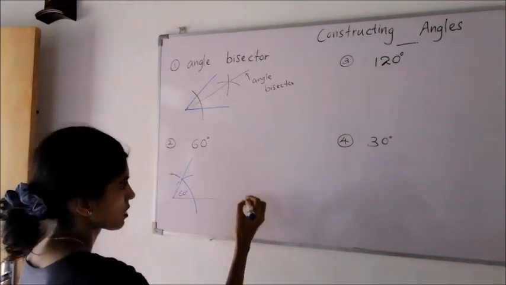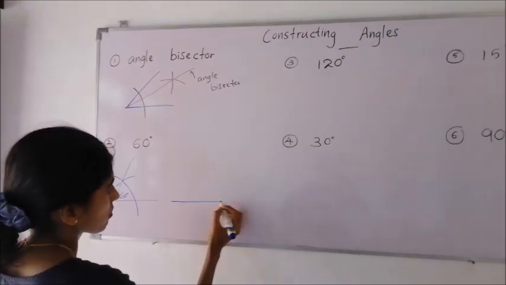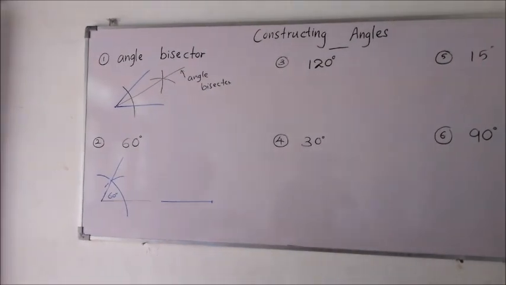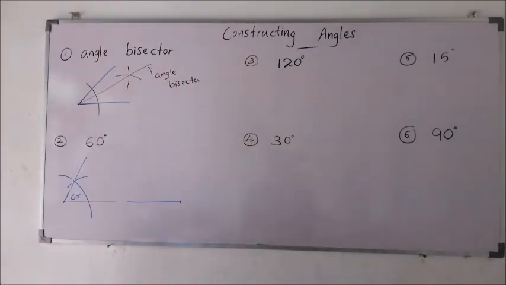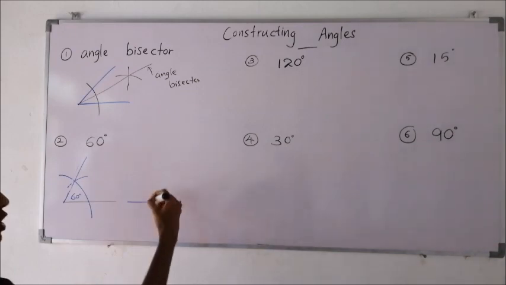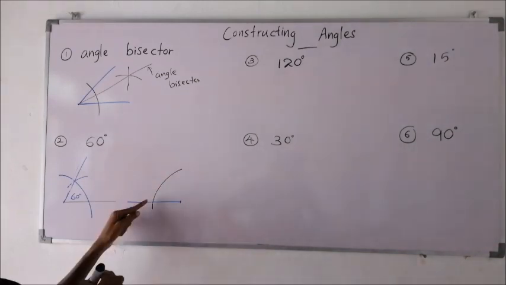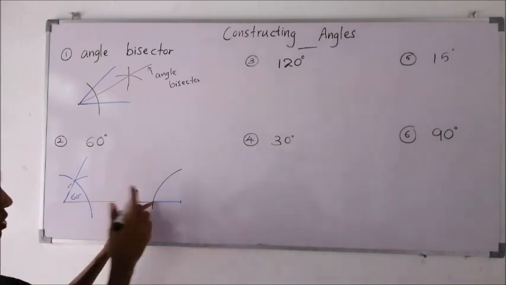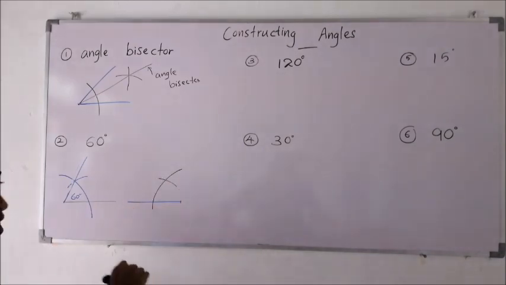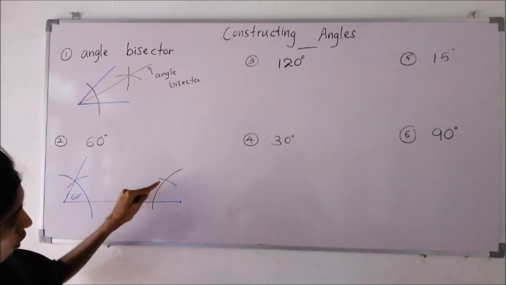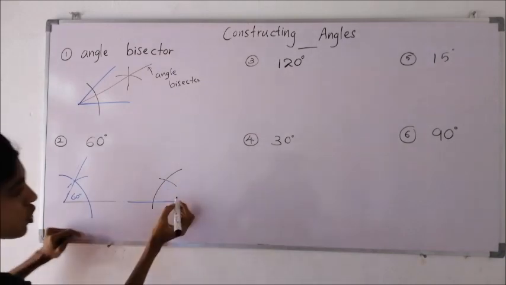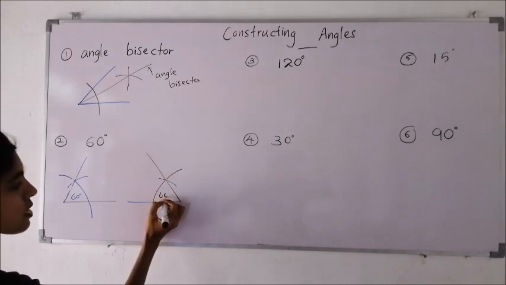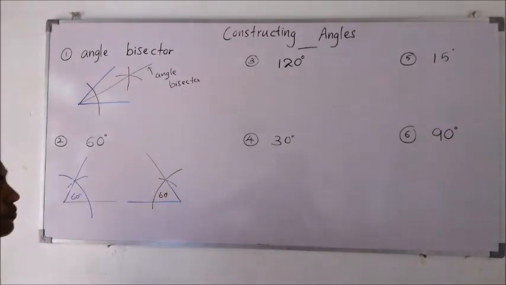Now just imagine at this point you need to construct 60 degrees. What do we do? Open the compass to any length, keep the middle point here, draw an arc like this, go to this new point without changing the length that you took earlier, cut the previous arc. Now this end point and this intersection point should be joined with the help of a ruler. This is 60 degrees from this side.